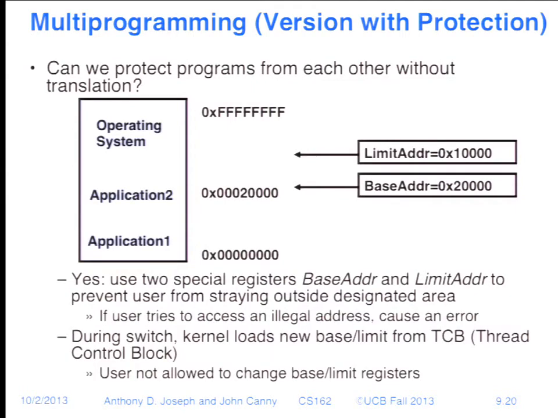So these data now, base address and limit address, have to be part of the description of the thread. They have to get swapped in and out when the thread gets swapped in and out. They have to be system managed. User code shouldn't be allowed to set them.